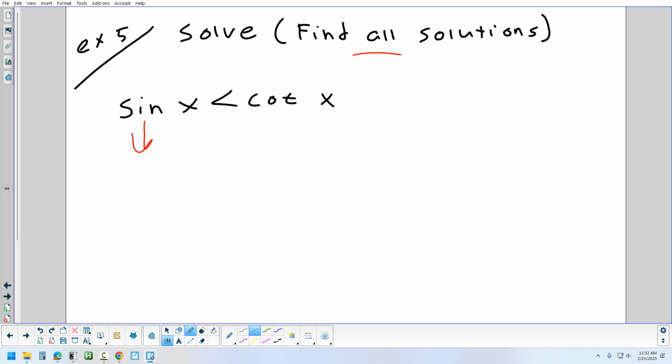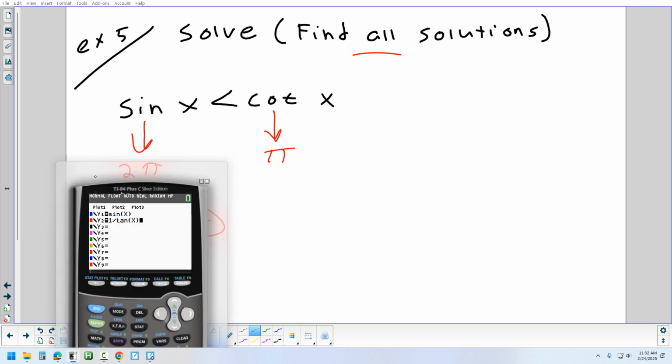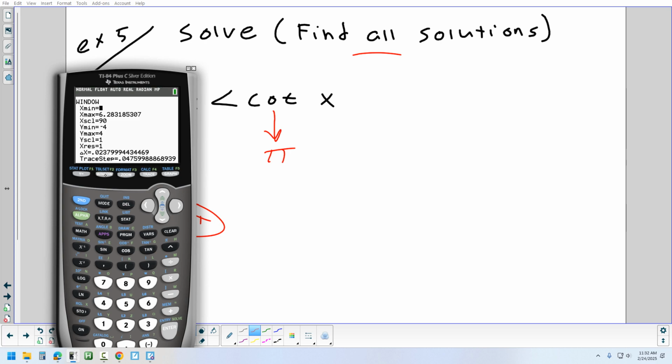2 pi. What's the period of cotangent? Pi. LCM. 2 pi. Okay, so I think I'm already set up for 2 pi. Yep, looks good.